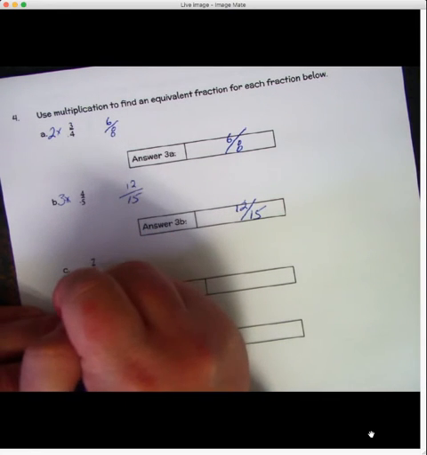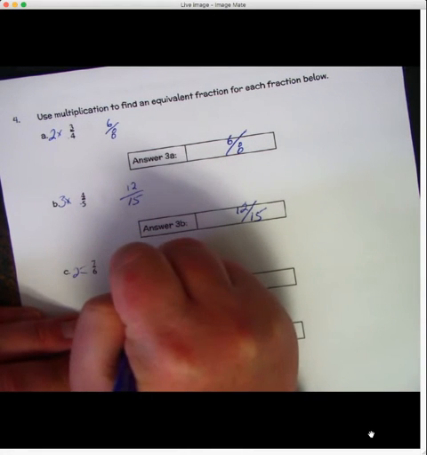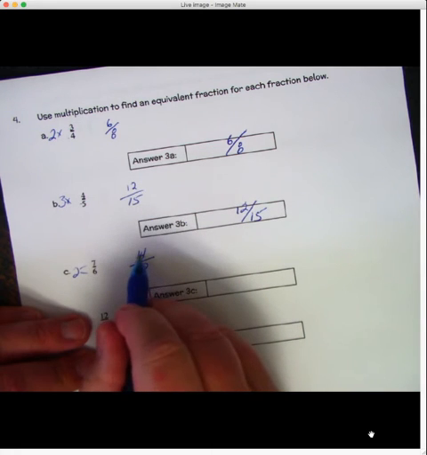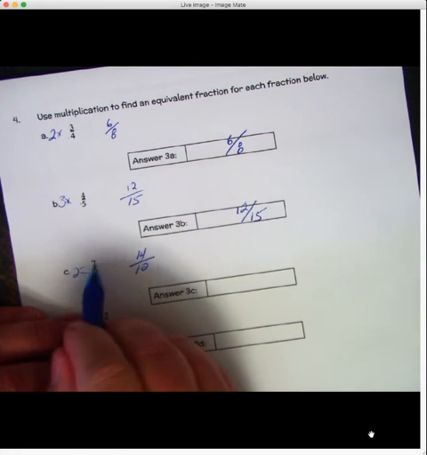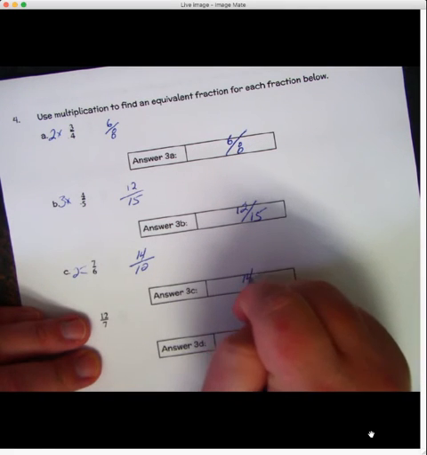Let's do 2 again. You're going to do top and bottom. 2 times 7 is 14. 2 times 6 is 12. So even though this is a bigger number on top than bottom, so is that one. It's an equivalent fraction. 7/6 is equivalent to 14/12.